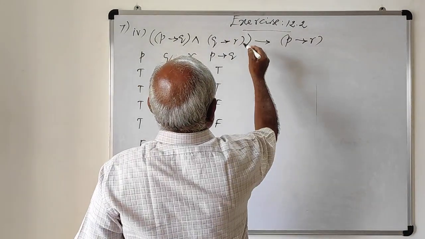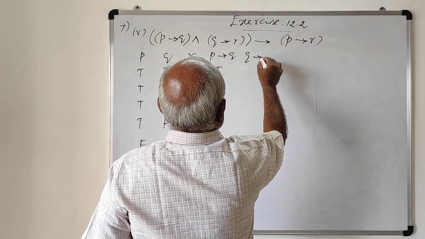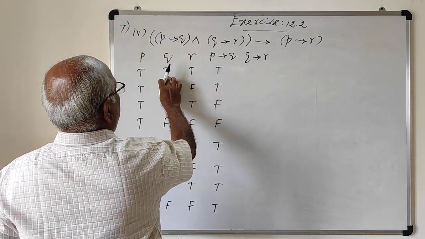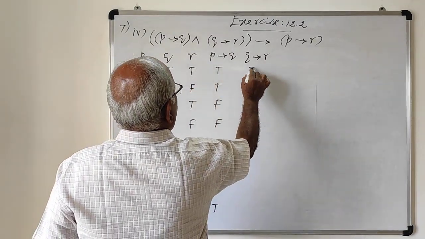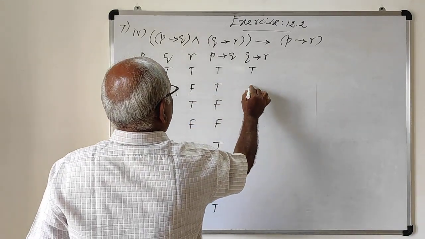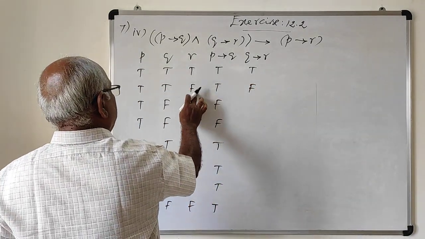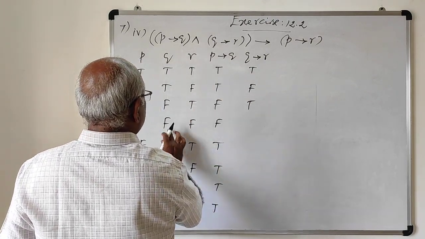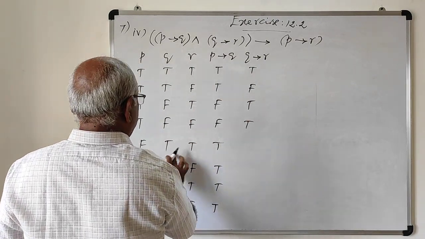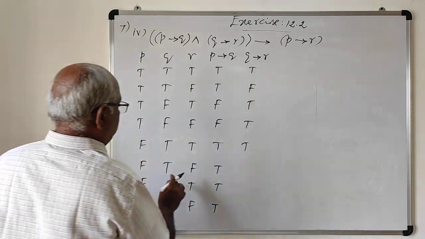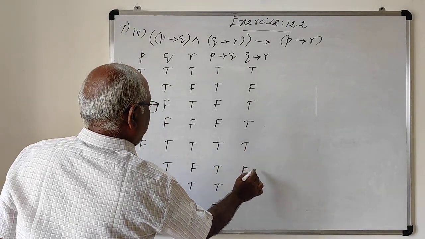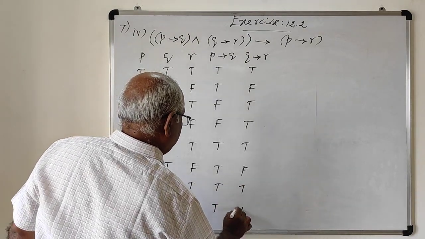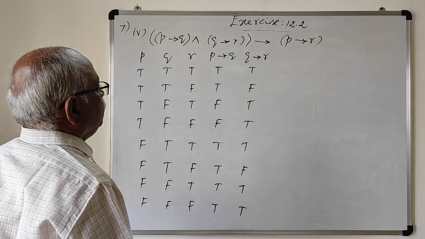Next, if Q then R. T tends to T is T. T tends to F is F, because the first statement is T and the second statement is F. F tends to T is T, F tends to F is T. This is Q tends to R.